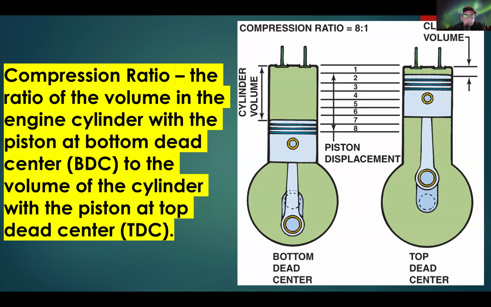That's a good amount. So again, from BDC to TDC, how much are we compressing it? How many times are we compressing that volume within the cylinder? Again, most engines nowadays are around 10-to-1 compression ratio, give or take a couple points.